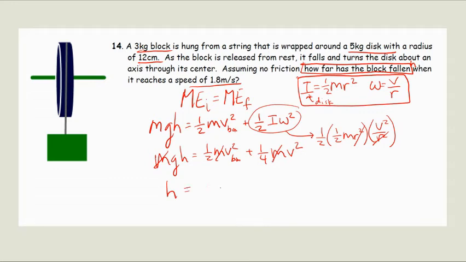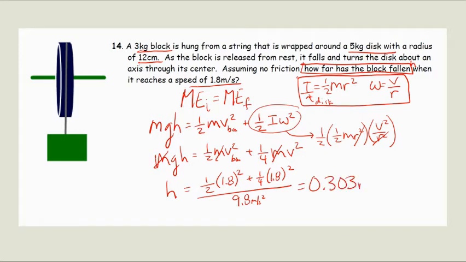So it's equal to 1/2 v squared, 1.8 squared, plus 1/4 1.8 squared. All of that divided by g, which is 9.8 meters per second squared. And that's going to end up giving me that my height in this situation, the height the block falls, is 0.303 meters.